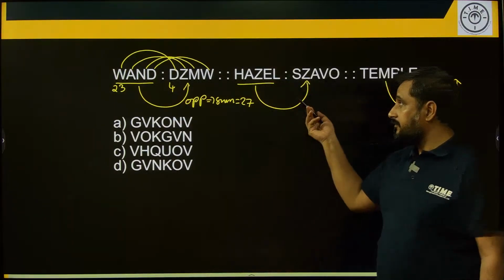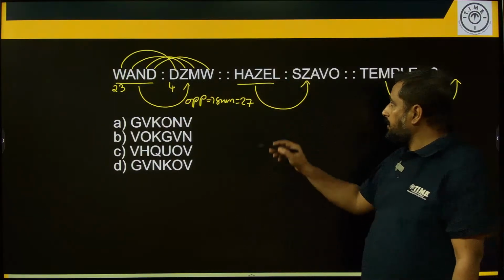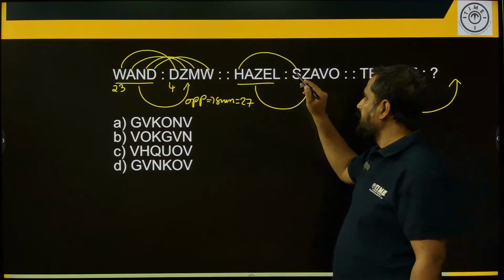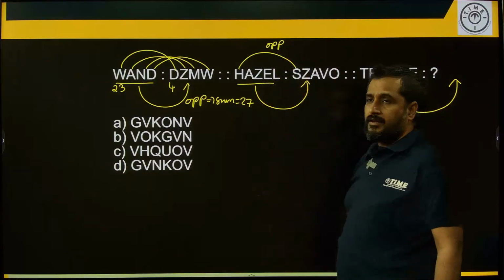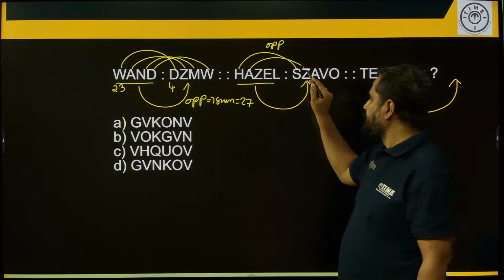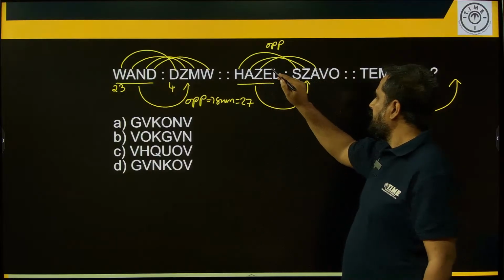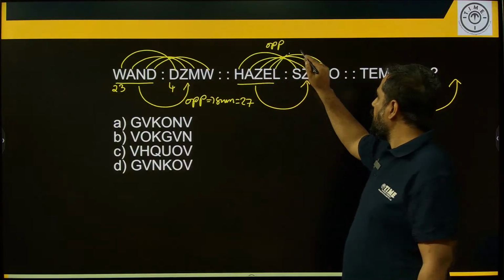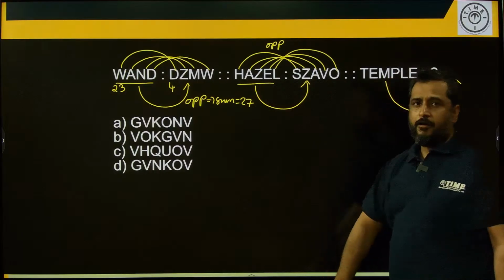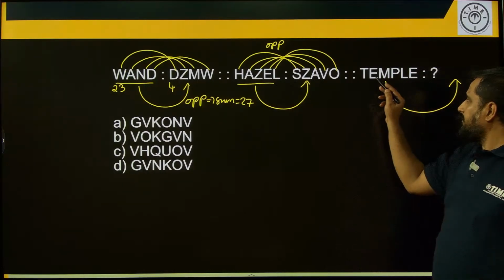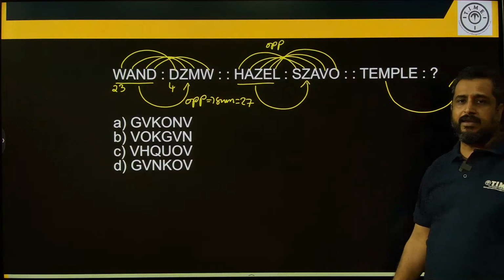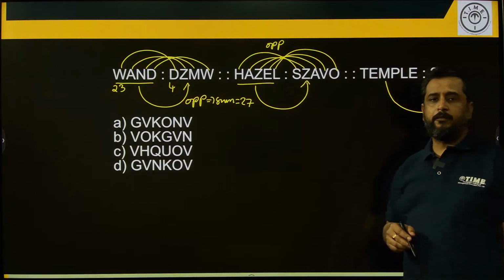But we have to check with the second pair as well. H opposite S, perfectly matching. Here also it is the same logic, opposite pair logic. A opposite is Z, Z opposite is A, E opposite is V, L opposite is O. Perfectly matching. Opposite pairs of letters. Now, the letters given in this word TEMPLE, we should identify the opposite pair for each of these letters.